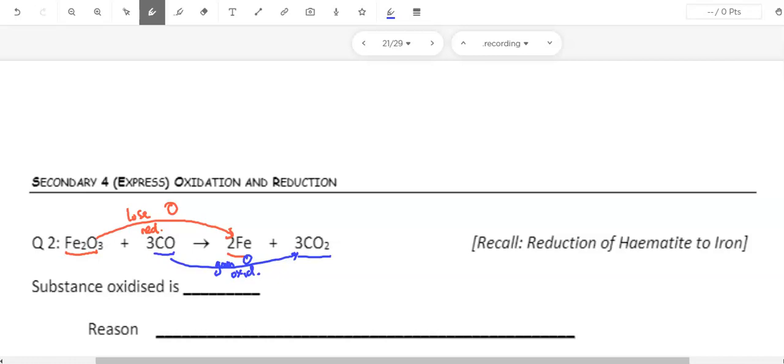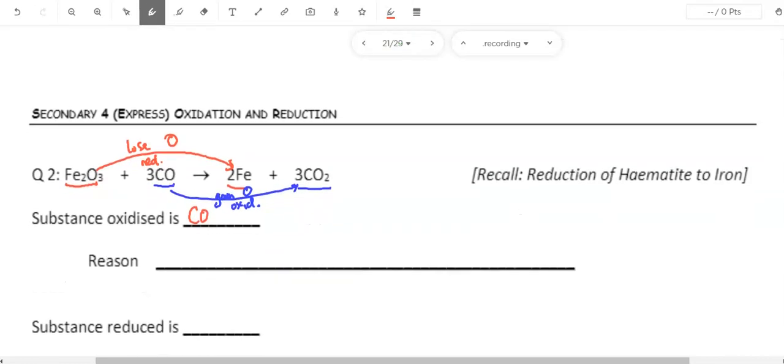So for the substance that's oxidized, the answer will be CO. Okay, let me use back my rate. So I know CO is oxidized. Reason is because CO, what happened? It gained oxygen to form CO2. Okay, you realize that I did not include the balancing equation number.